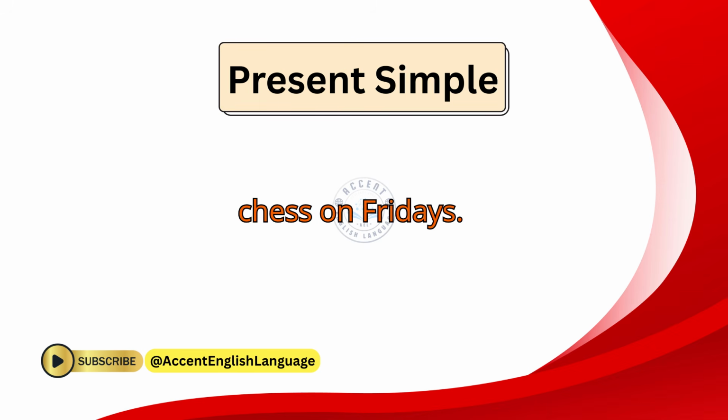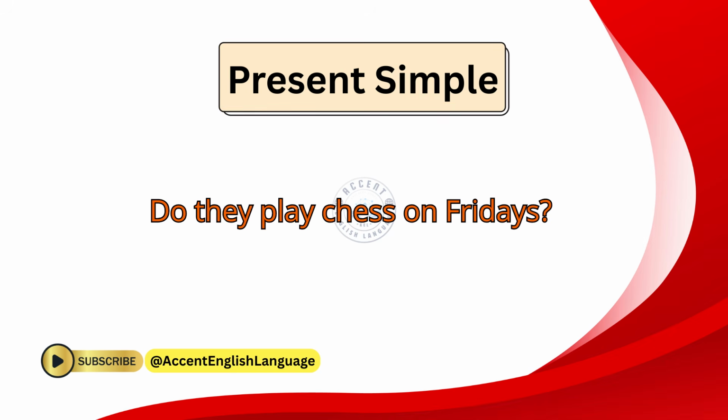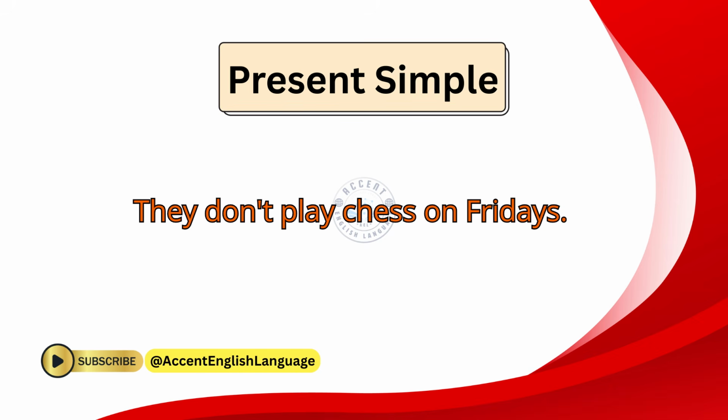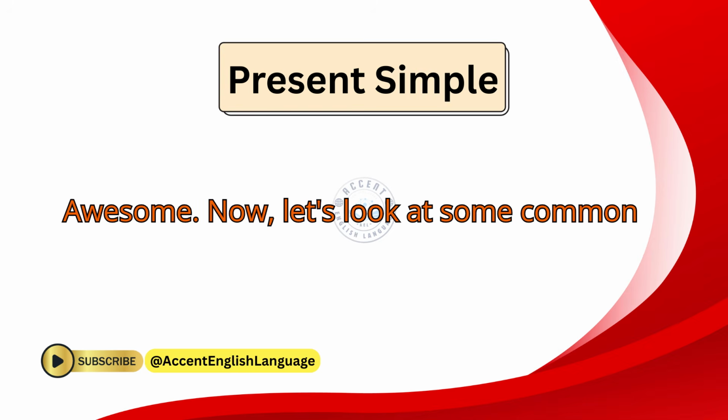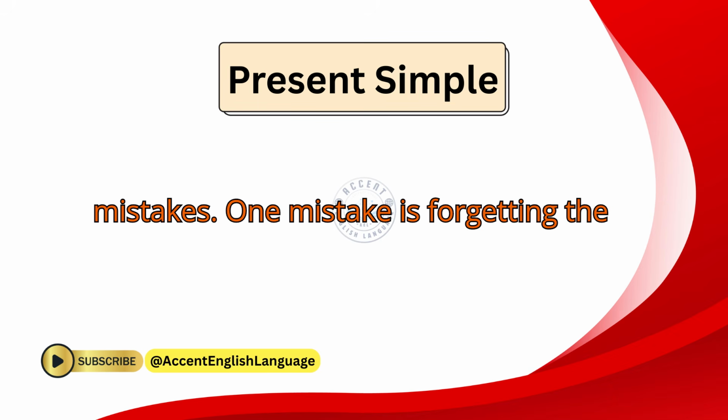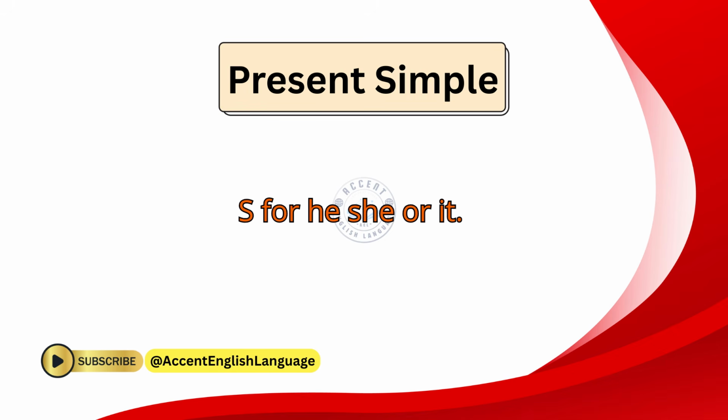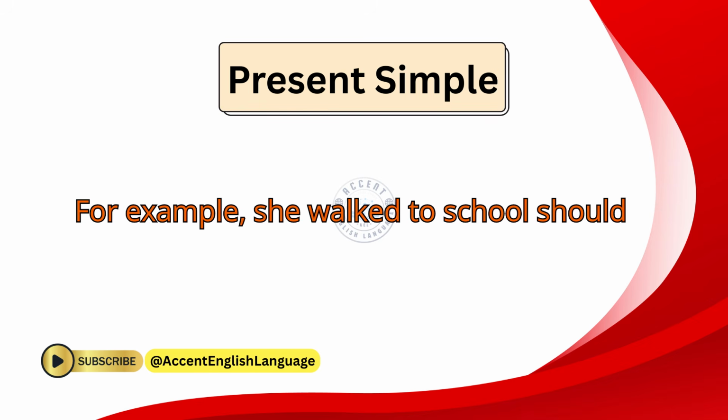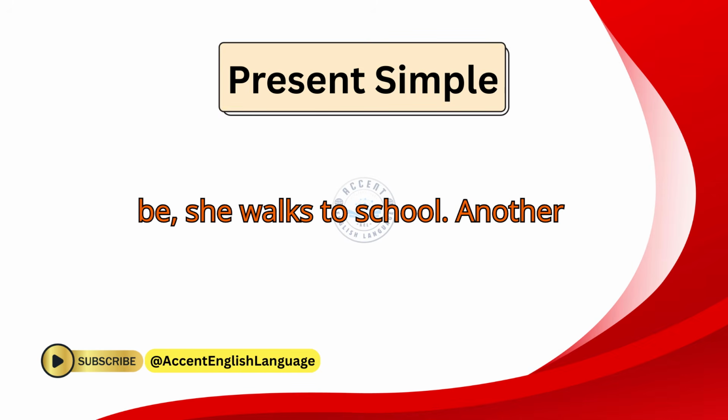They play chess on Fridays. Question. Do they play chess on Fridays? Negative. They don't play chess on Fridays. Awesome. Now, let's look at some common mistakes. One mistake is forgetting the s for he, she, or it. For example, "she walked to school" should be "she walks to school."